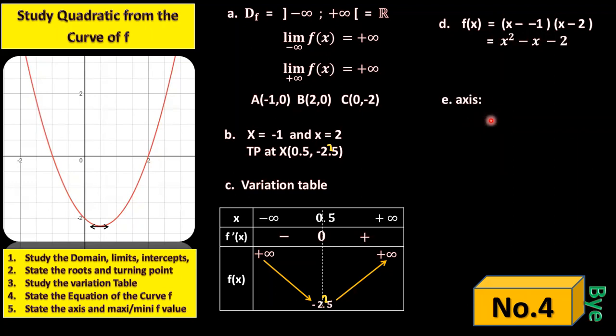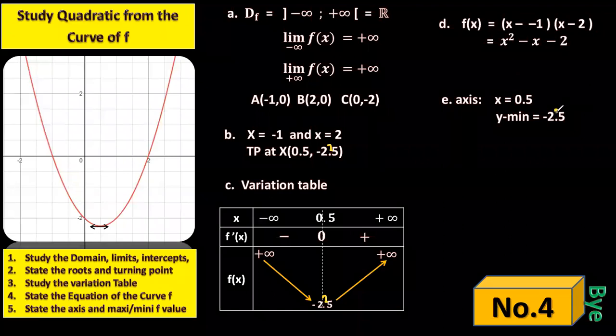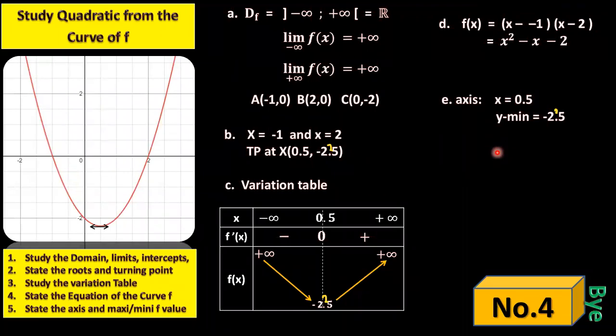And what is the axis of symmetry? The axis of symmetry is the x value of the turning point, which is 0.5. And the minimum value of y is -2.25. Again, -2.25. So the curve is easier to study with a quadratic from the curve itself, compared to the variation table, as you can see. All right, so you can equally use x squared minus sum of roots times x plus product here, as we have mentioned.